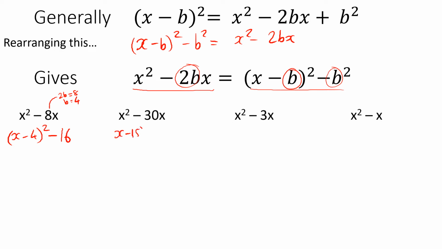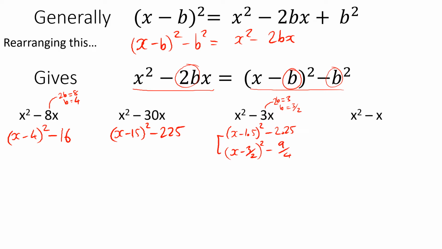We've got x minus 15 all squared, take away 225. We've got, again, two options here, remember. We can say 2b is 3, so b is 1.5 is definitely an option here. We can say x minus 1.5 all squared minus 2.25, or we could use the fraction 3 over 2, and we could say x minus 3 over 2 all squared minus 9 over 4. Both valid options. What about this last one?